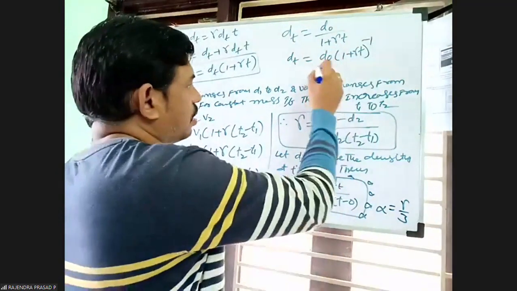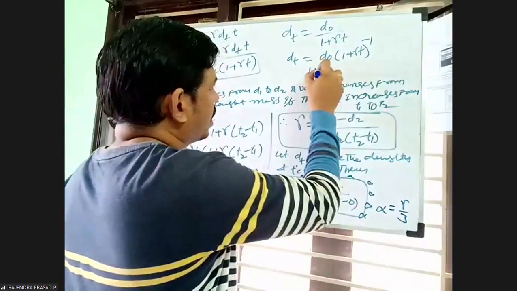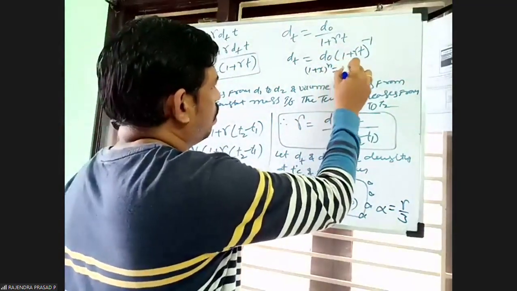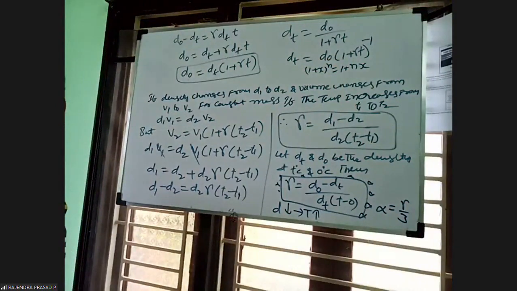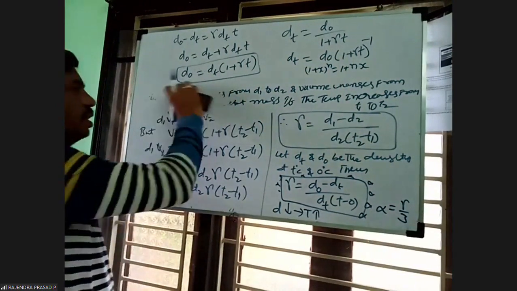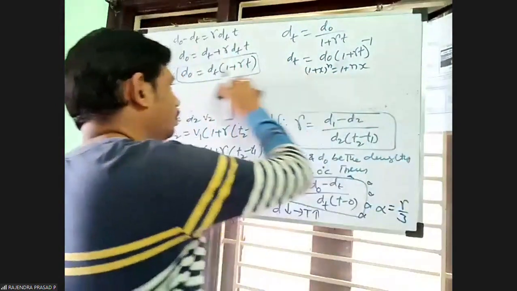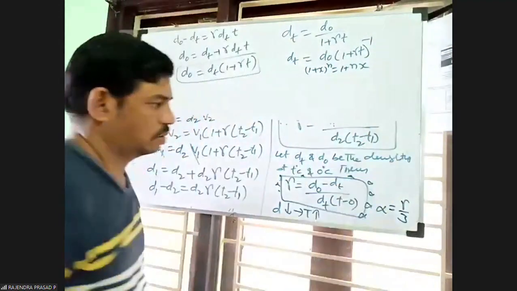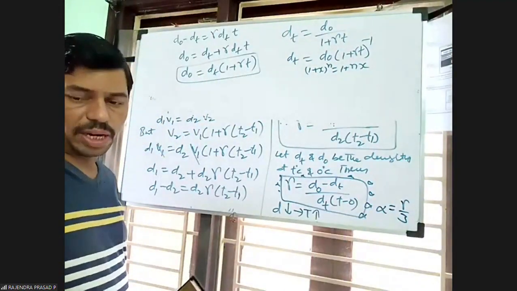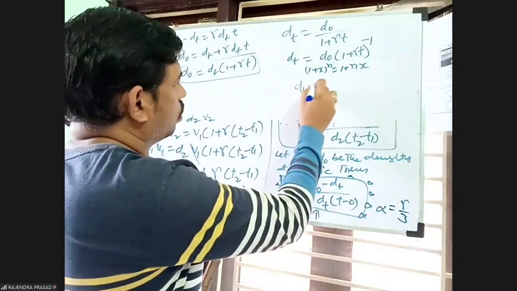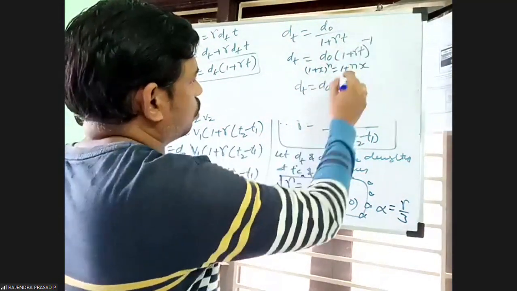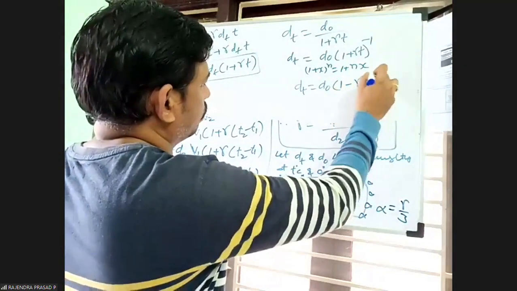What is the binomial theorem? (1 plus x) whole power n equals 1 plus nx. So according to the binomial theorem, DT equals D naught into (1 minus gamma T).